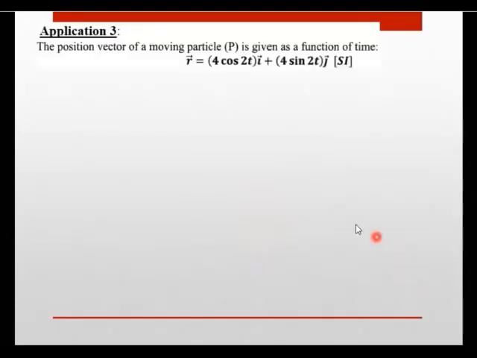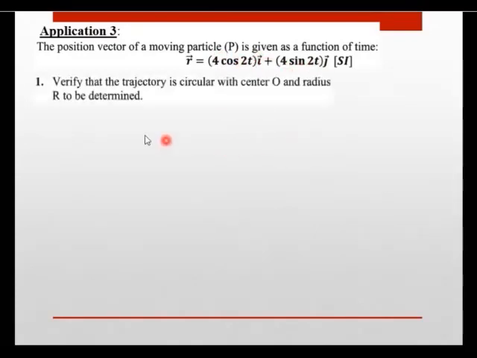Application 1 says the position vector of a moving particle P is given as a function of time: r equals 4 cosine 2t along i plus 4 sine 2t along j. This is x and this is y, as we are used to doing. First part: verify that the trajectory is circular with center O and radius r to be determined. I have to find the parametric equation first.